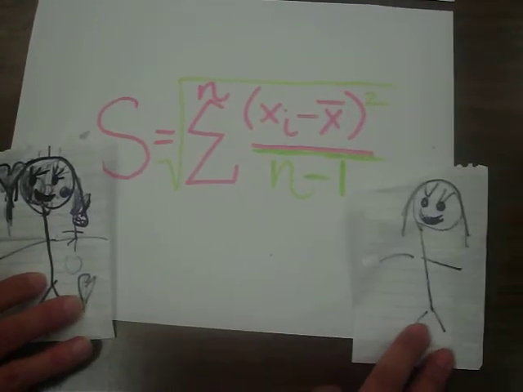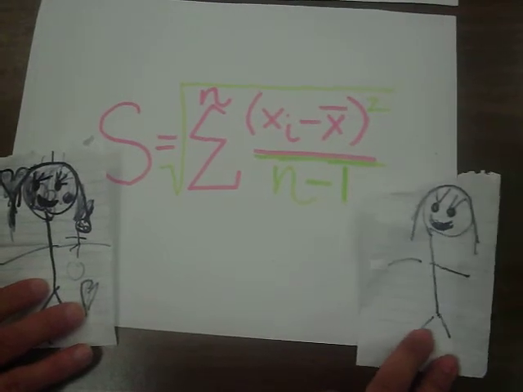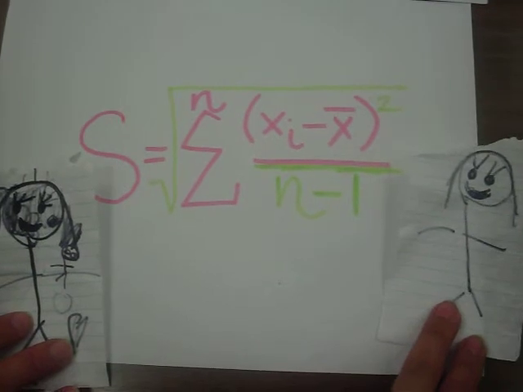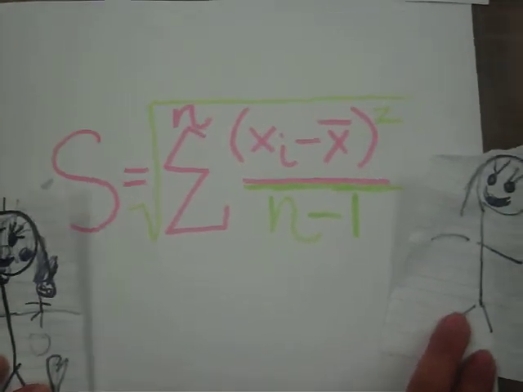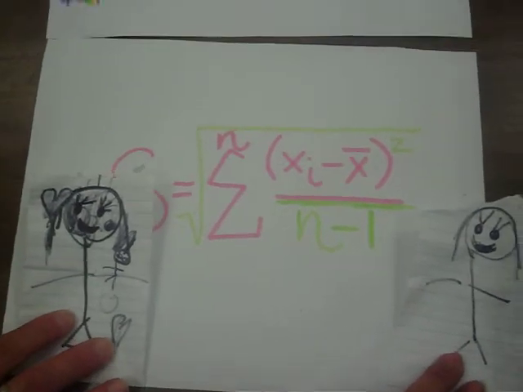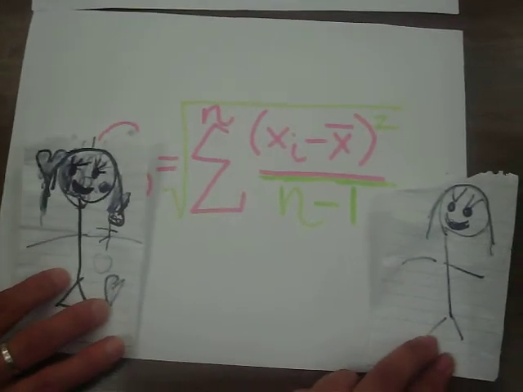But wait, it doesn't look exactly like you're dividing by the number of data points. It looks like you're subtracting 1 from n. Why do we do that? Good eye, sweetie. That's a good question. Well, that's sort of a long story.